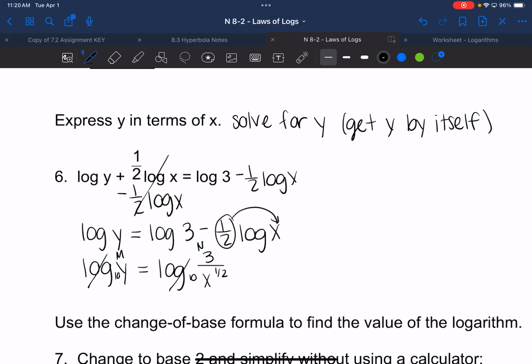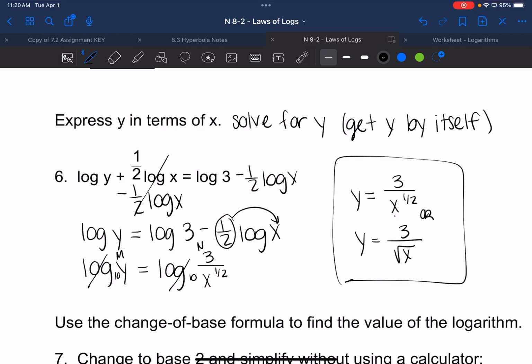So I just ignore my logs, right? And I now have y is equal to 3 over x to the 1/2, which is what they asked us to do, right? Get y by itself. Now, kind of like we said on the front, if x was something you could actually take the square root of, you would try and do so. But here, even if I rewrite this as 3 over square root of x, it doesn't change the value, right? I can't simplify any further. So these are basically the same thing. So either one of these answers would suffice.